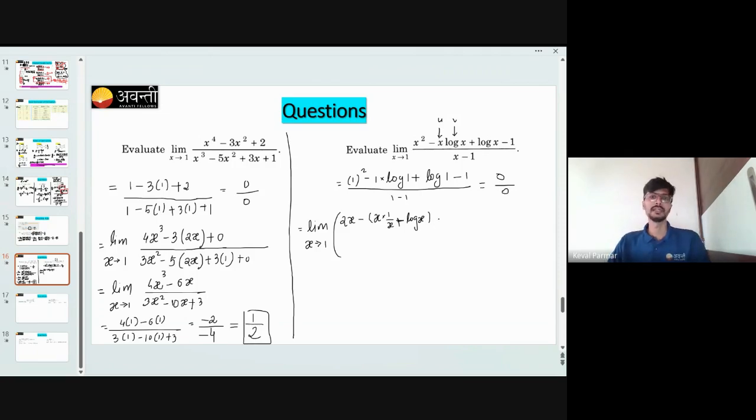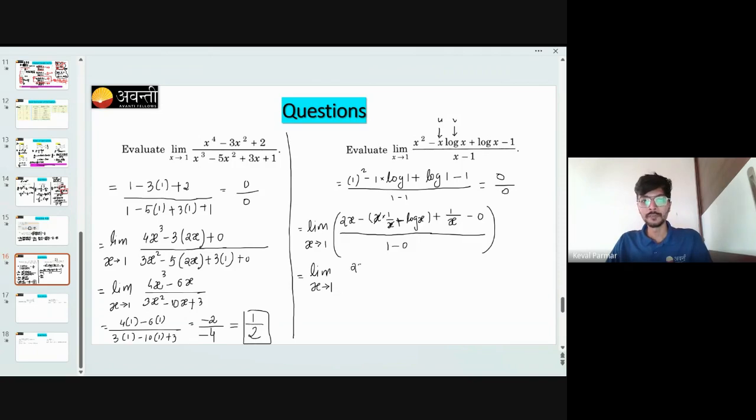So no need to write 1. Here x and x will get cancelled, plus the derivative of log x is again 1 upon x, minus the derivative of 1 is 0 upon x minus 1. The derivative of x is 1, the derivative of 1 is 0. So if we differentiate, I think the indeterminate form has now vanished. So we can use the direct substitution method.